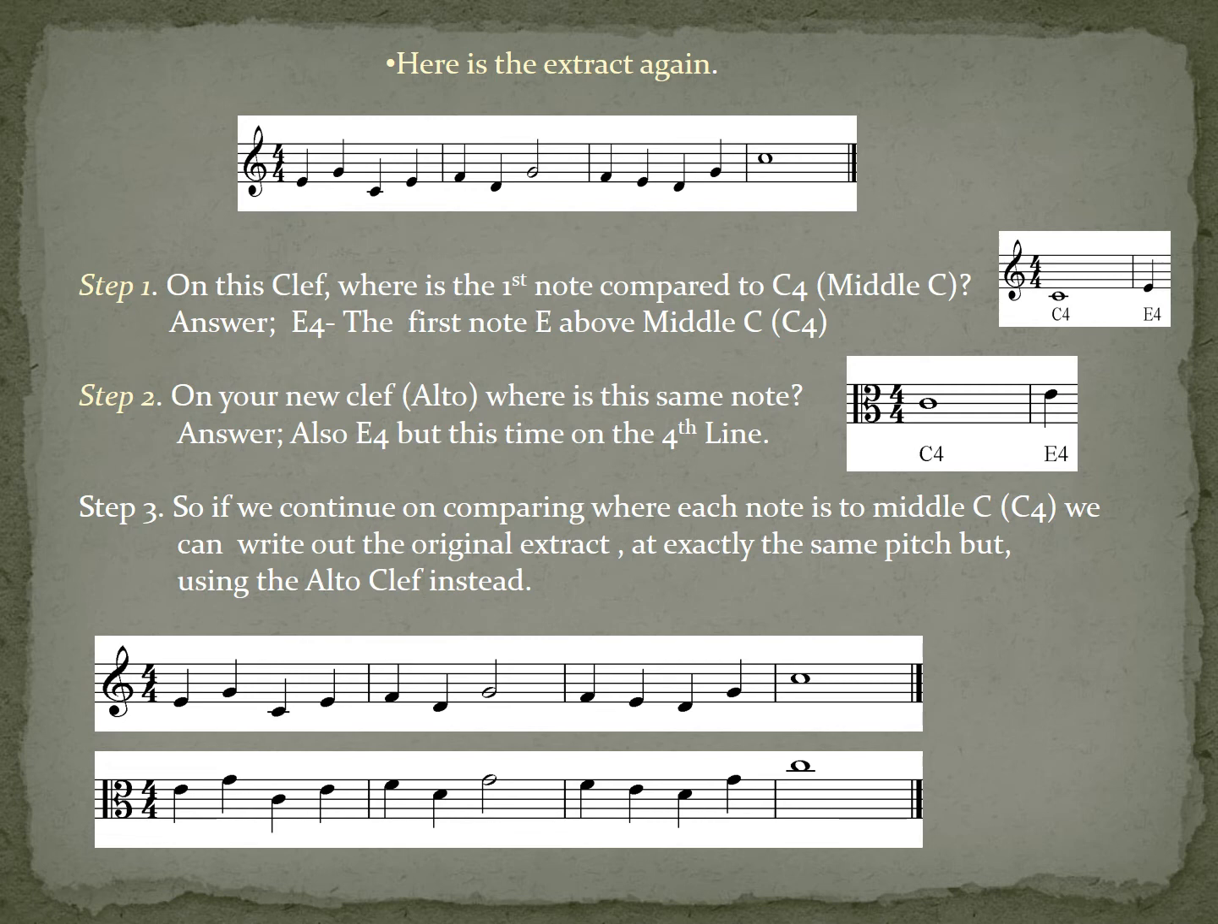So therefore, step two will be, when we put our new clef on, the alto clef, we want to find exactly the same note. In other words, where is E4? Well, if C4 is on the third line up, as indicated, then E4 is going to be on the fourth line up. So now, if we continue on comparing where each note is to middle C as a reference, you'll be able to write out the original extract at exactly the same pitch, but this time using the alto clef instead. Now that method will work from any clef to any other clef.